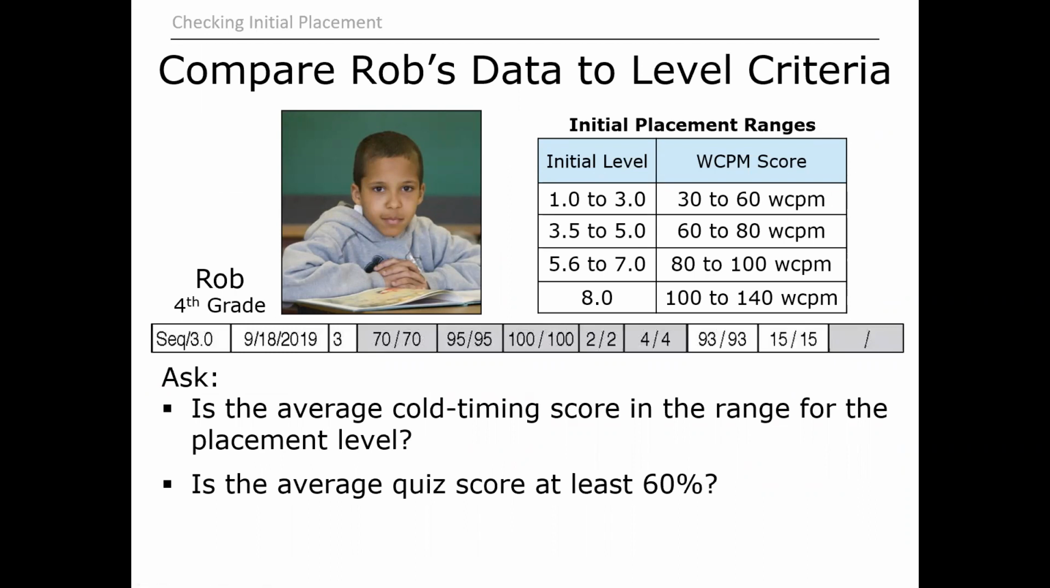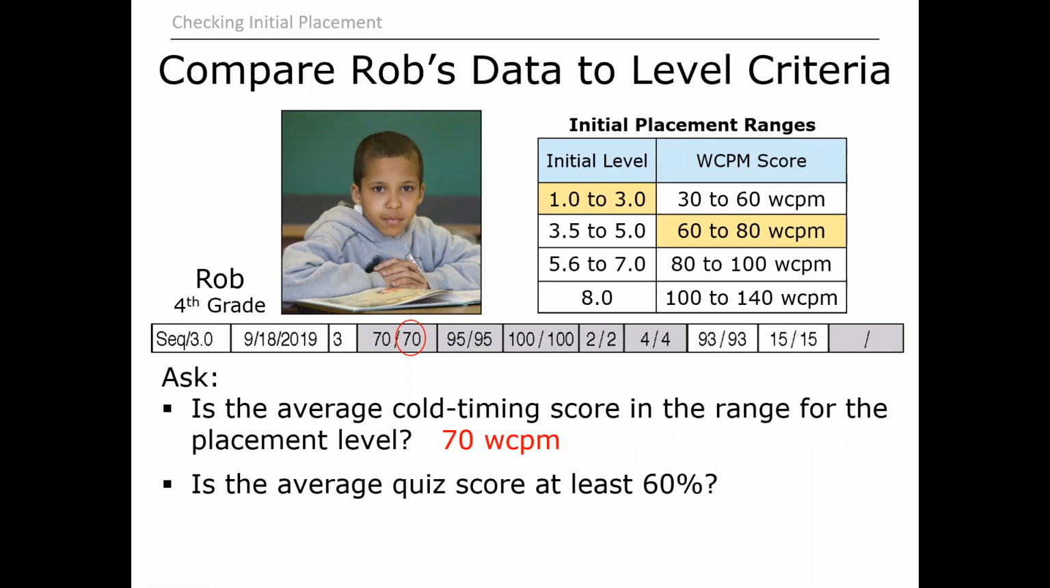The first question is, is his average goal timing score in the range for the placement level? So we need to know his level, 3.0. If I come up to this placement table on the right-hand side, I can see that the first row is where the words correct per minute score is listed for level 3.0. If I look at his cold timing score, it's right here. I'm circling it at 70. It is not within the range. We want him at 30 to 60 for 3.0 to be the right one.